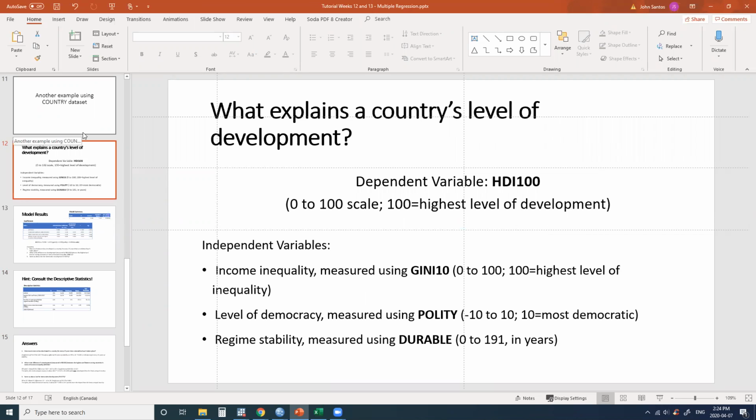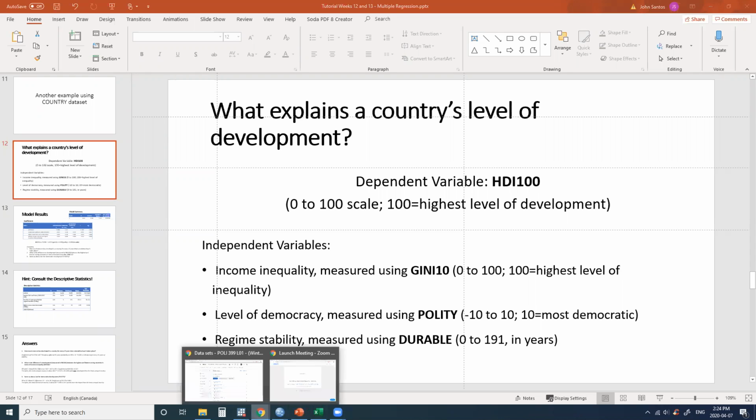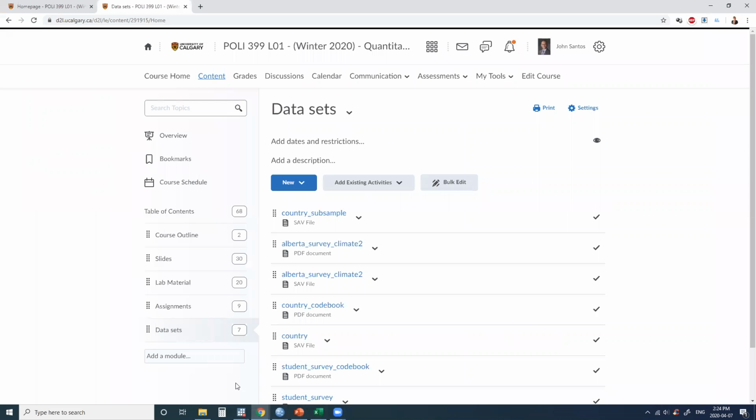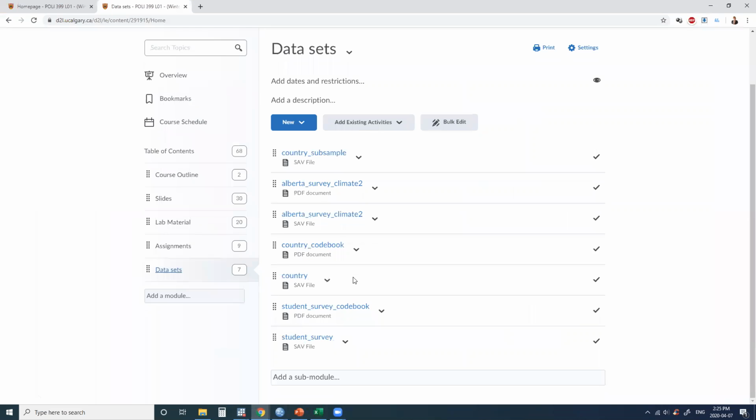I want to run through one final example, and we are going to use a different data set for this. Our example is what explains a country's level of development. We can work through this one together, and that involves you going to D2L, the content section of POLI 399, and then data sets. If you prefer to do this on your own, you can just follow my screen.